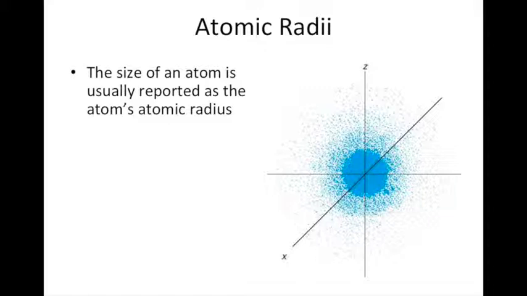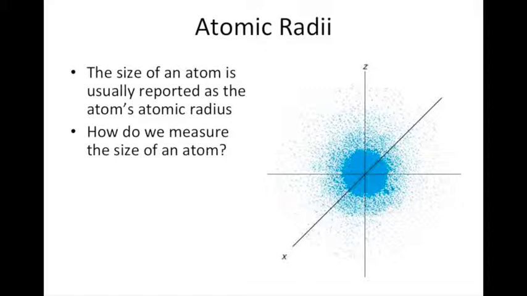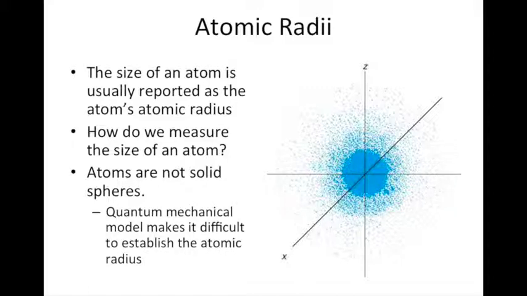In this video, we're going to discuss the atomic radii. So the size of an atom is usually reported as that atom's atomic radius. Of course, atomic radius is actually a little tricky to measure because atoms are not solid spheres. As we know, according to the quantum mechanical model, we don't know exactly where the electron is, so we only know with a certain probability. And so that makes it more difficult to measure the atomic radius of an atom.